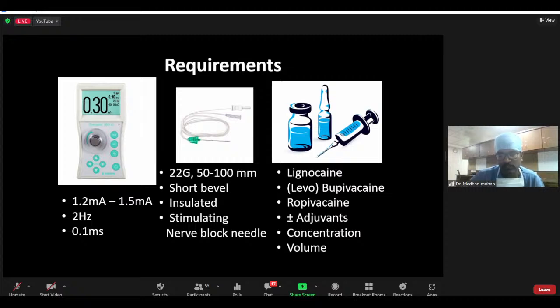For anesthesia, we used to give a higher concentration, like 0.5% bupivacaine or 0.75% ropivacaine. And for analgesia, it is either 0.2% ropivacaine or 0.25% bupivacaine. And volume, since it is a peripheral nerve stimulator guided block, you need a little higher volume, at least 25 to 30-40 ml of drug is needed.